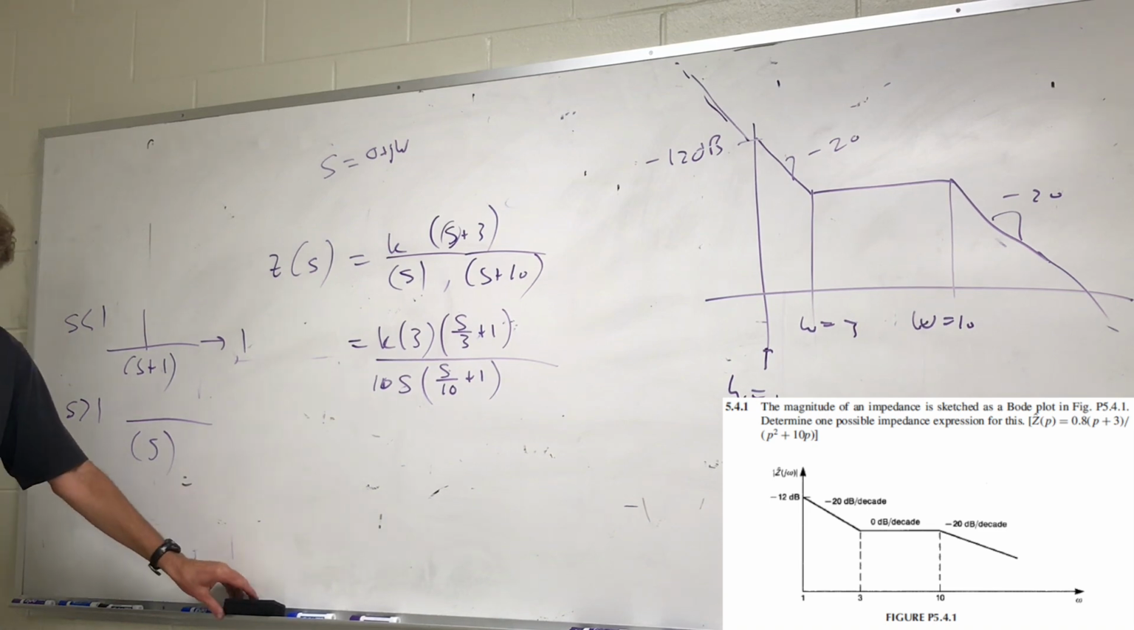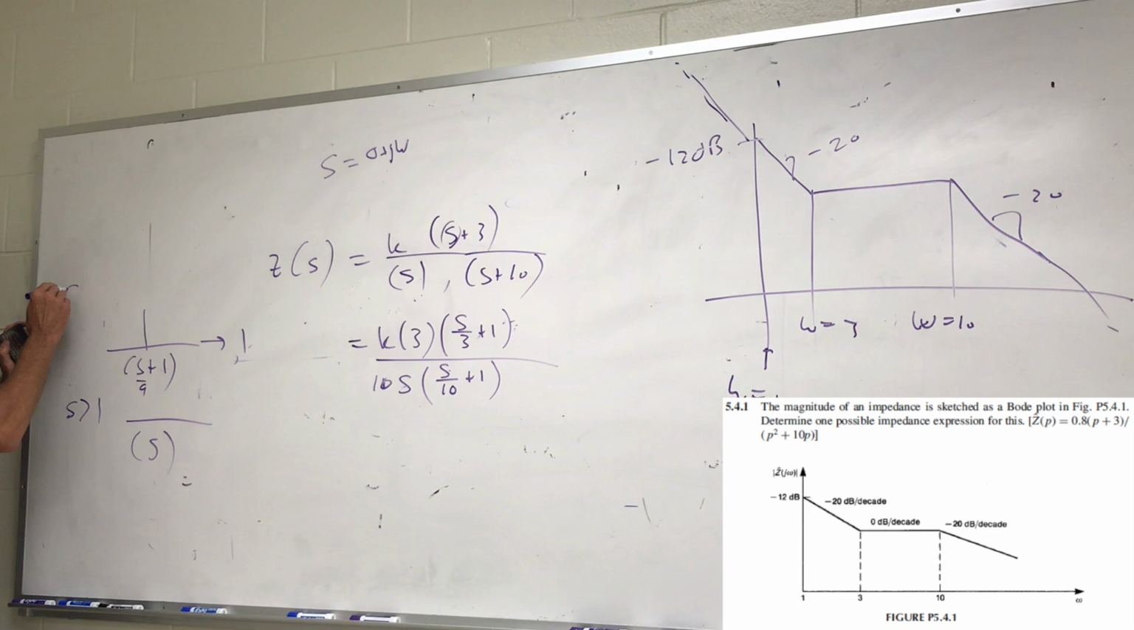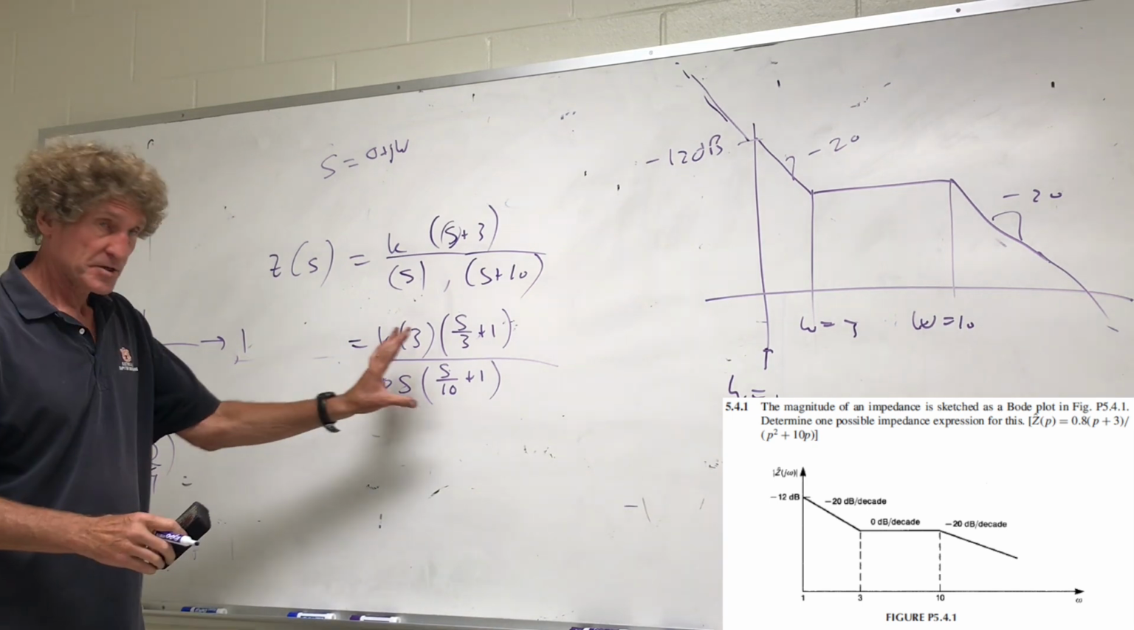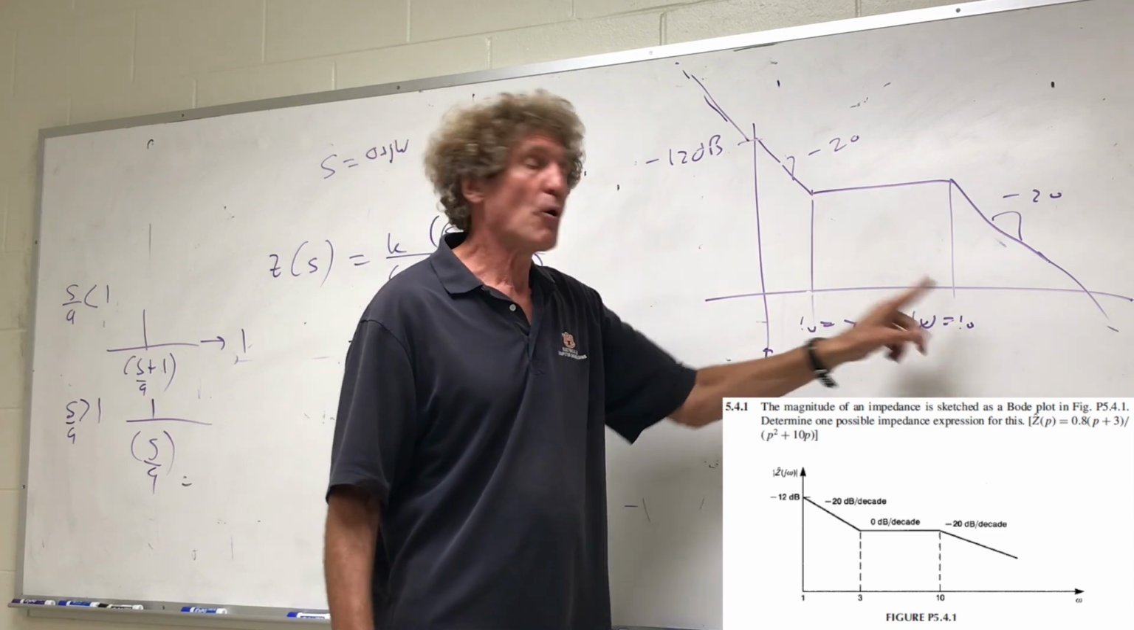By the same token, if you have S over A plus 1, then this thing looks like 1 as long as S over A is less than 1. Remember, if this is less than 1, call it J omega. If J omega over A is less than 1, the magnitude of this is something less than the square root of 1 squared plus 1. That's approximately 1. So that's 1. And if S over A is greater than 1, it looks like this. See this? If you're down here, this zero and that pole are not on.